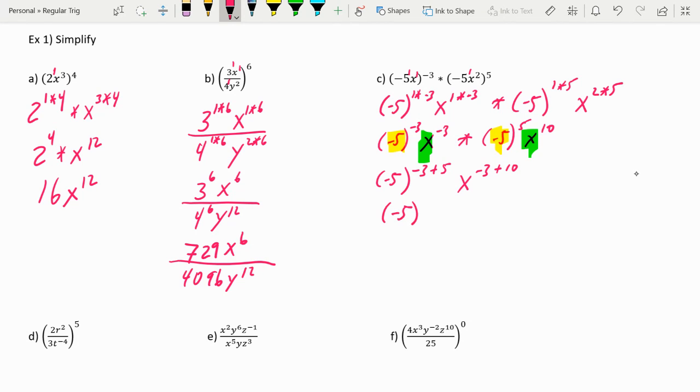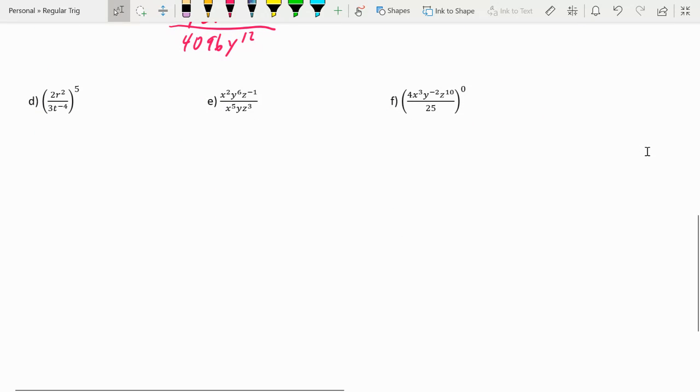So -5 to the 2nd power, x to the 7th. Now -5 squared gives me 25 x to the 7th. Okay? All right. Part D.